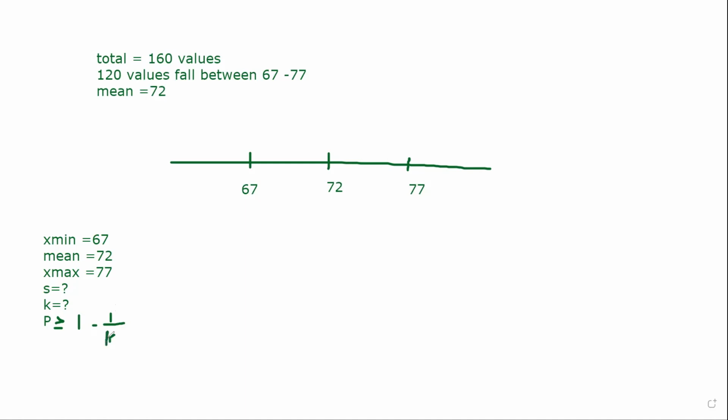Well, it turns out that we can help ourselves here with this indirect piece of puzzling information that they gave us right here. 120 values fall here. So I don't know what percentage of data this is, but I do know there's 160 values. So by way of a starting point right here, I'm going to say this.